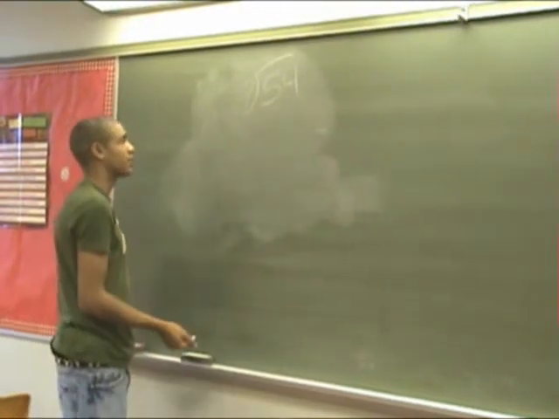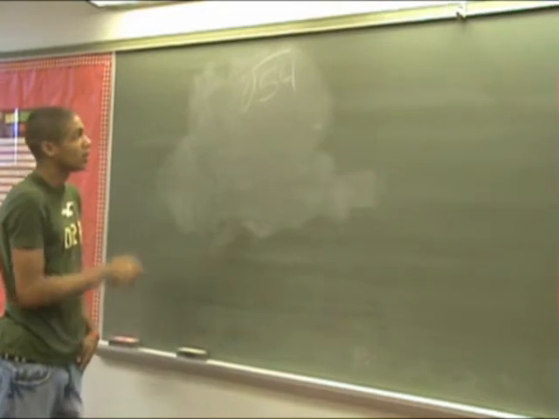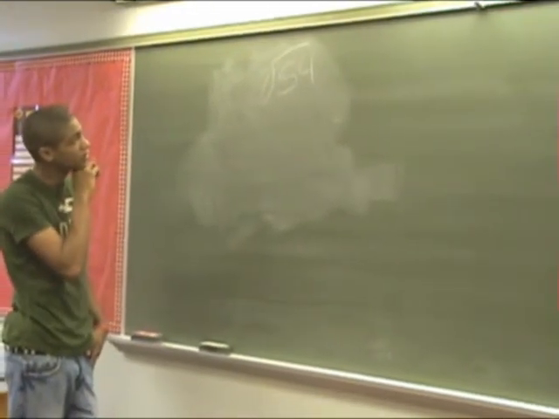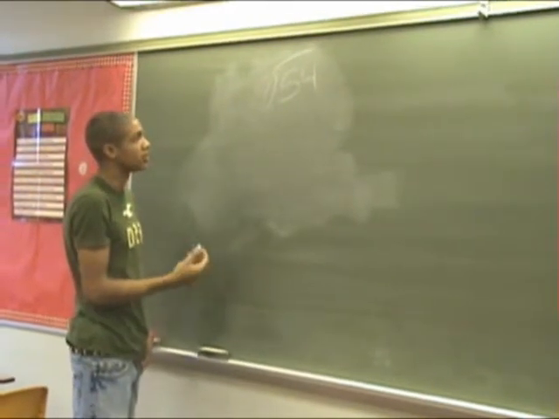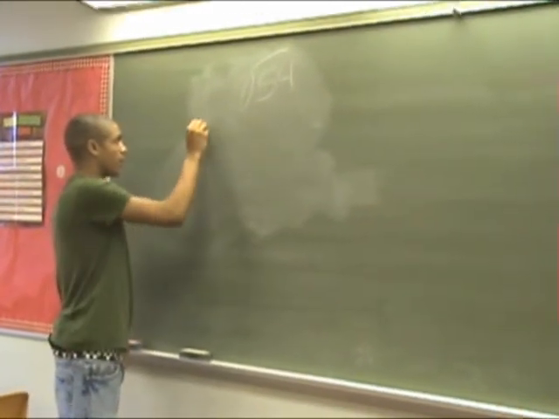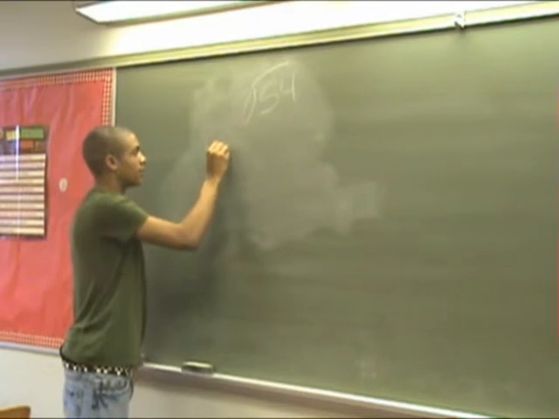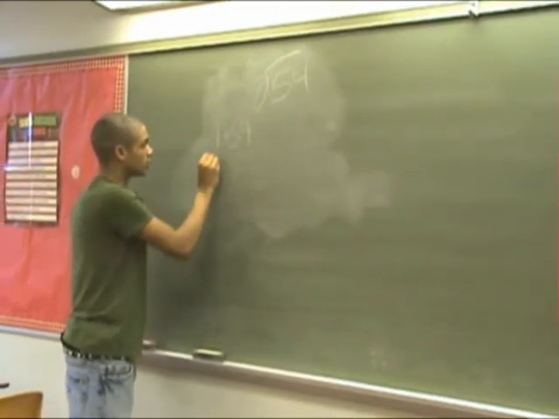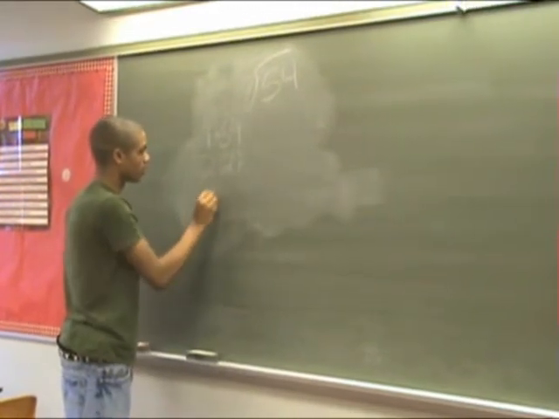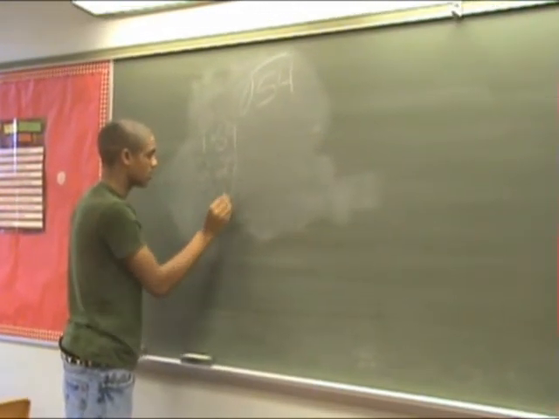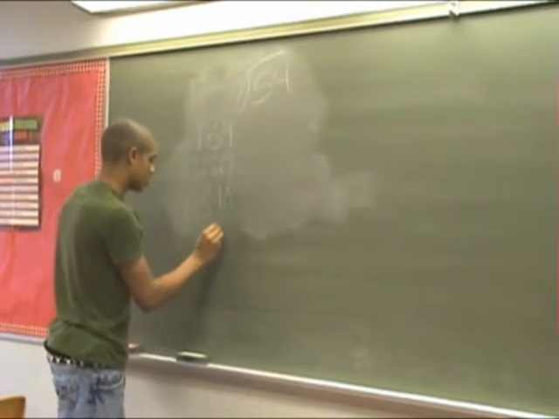Alright, we have radical 54, and we're trying to break this down. So first things first is to find the factors of 54. We have 1 times 54, 2 times 27, 3 times 18, and 6 times 9.